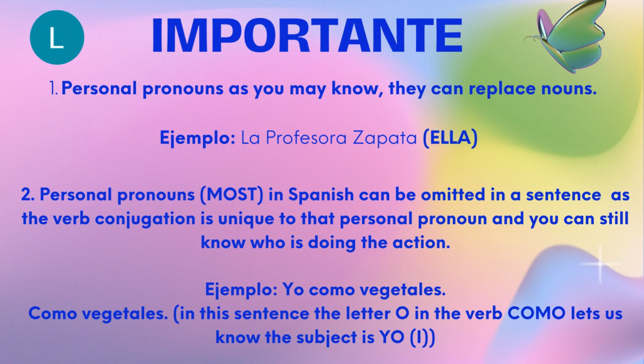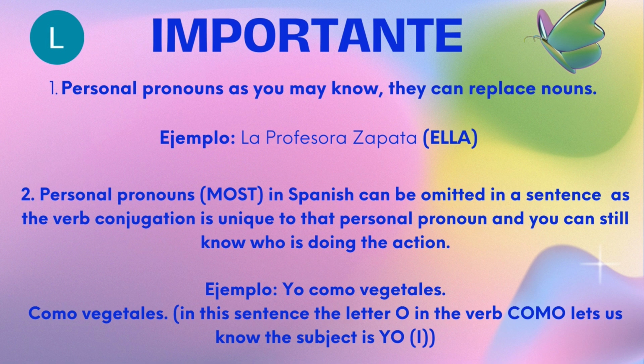Número 2. Personal pronouns, most of them, in Spanish can be omitted in a sentence, as the verb conjugation is unique to that personal pronoun, and you can still know who is doing the action. Ejemplo, I can say, yo como vegetales. Como vegetales, it's another way of saying the same sentence. Again, I can say, yo como vegetales. That means I eat vegetables.